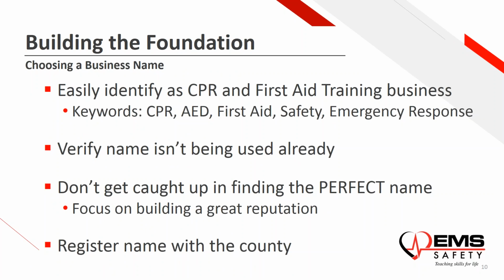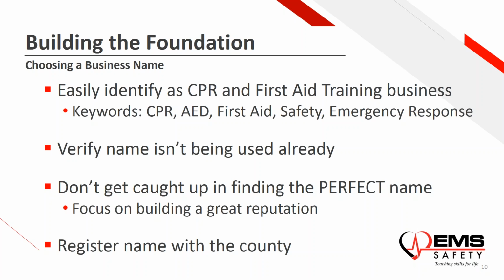All right, so when you are brainstorming potential business names, you want to make sure that you're choosing something that is easily identifiable to the public as a CPR and first aid training business. So some sample keywords that you could look at using, of course, are going to be CPR, AED, first aid, but you could also use something like safety or emergency response. You're just looking to create a unique name that's easily identifiable.